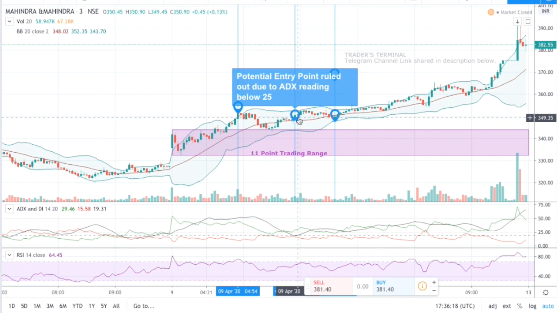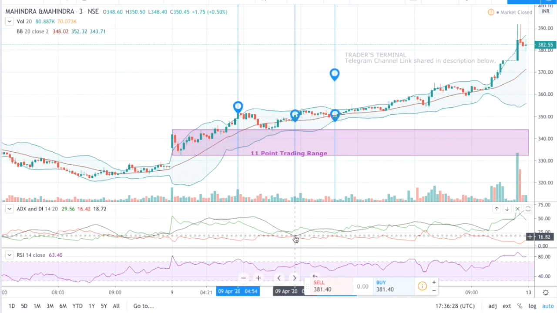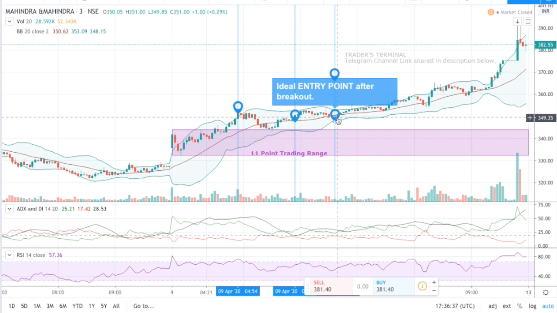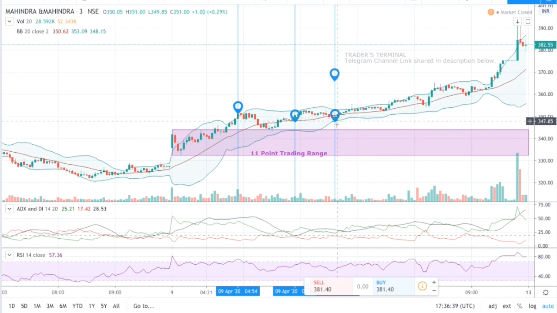ADX is basically a strength indicator of a trend, and hence we require an ADX reading above 25 in order to place a particular trade. At this particular point, ADX was reading below 25, at 19 levels, and hence this level was rejected. This particular point could have been an ideal point. Let's have a look why.